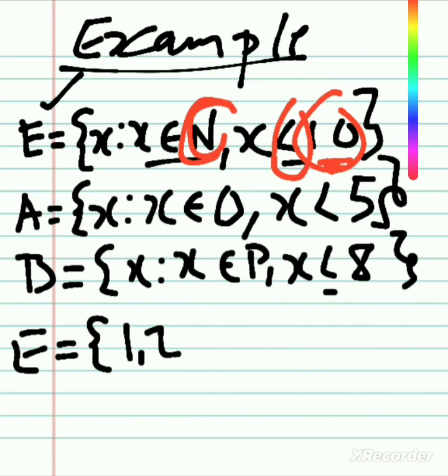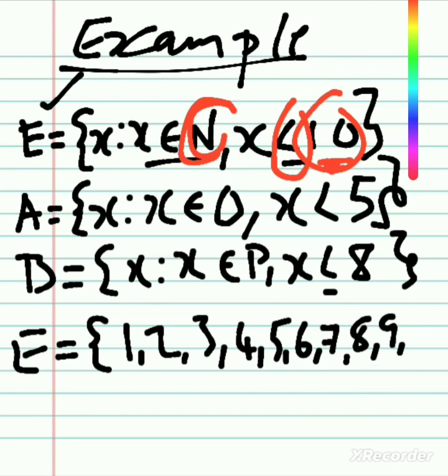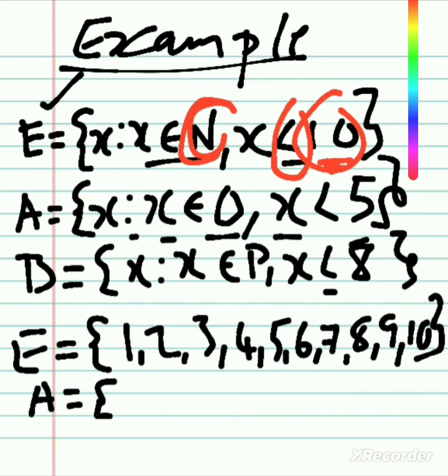If you want to know more about types of numbers, you can find a link in the description to the video that discusses types of numbers. So 1, 2, 3, 4, 5, 6, 7, 8, 9, 10. So this is set E. Then set A is x is such that x is a member of odd numbers and x is less than 5. So we have to list odd numbers less than 5.